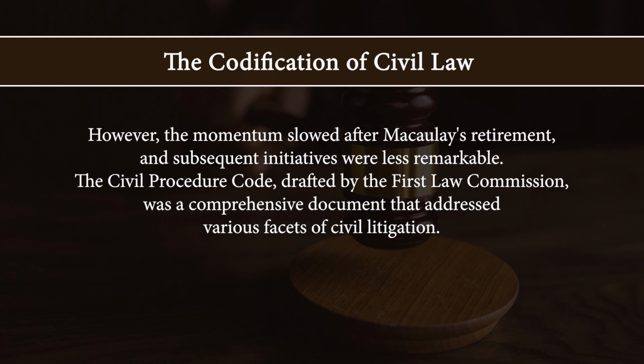The Civil Procedure Code drafted by the first Law Commission was a comprehensive document that addressed various facets of civil litigation. Some key features included provisions related to the initiation of suits, conduct of trials, examination, cross-examination, framing of issues and execution of decrees. The code aimed to streamline legal proceedings, enhance judicial efficiency and ensure a fair and accessible system of justice.